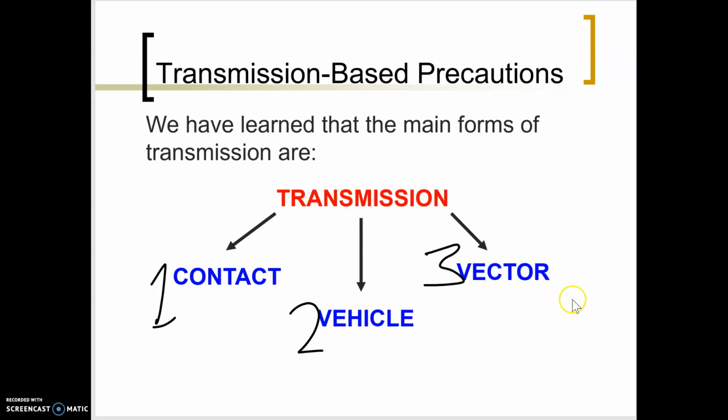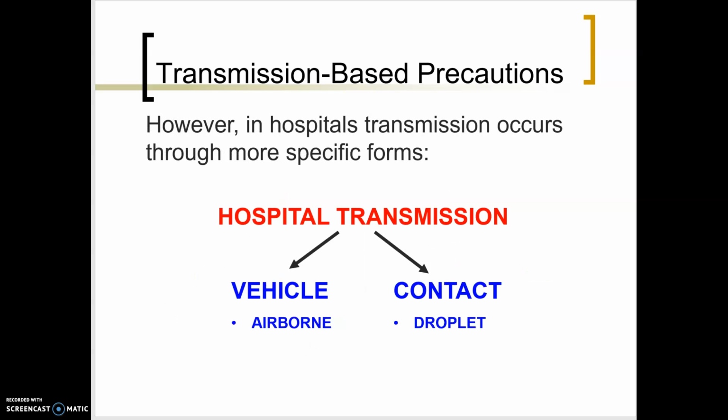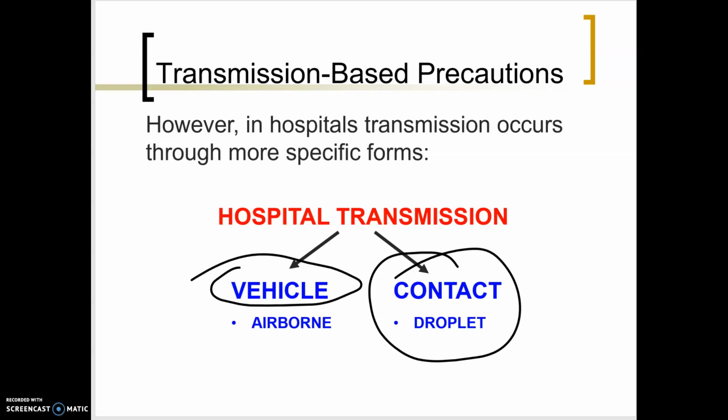Now, this is in the general population, in a general setting. If we were to move this to a hospital, we're basically worried about vehicle transmission. The pathogen could be airborne, or we're worried about contact transmission, and mostly droplet. For coronavirus 2, which is the COVID-19, we are specifically worried about contact and droplet, and then of course there's other parts of the vehicle transmission that we need to be worried about as well.